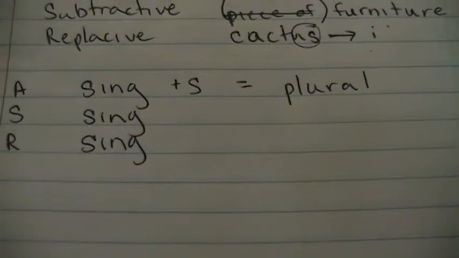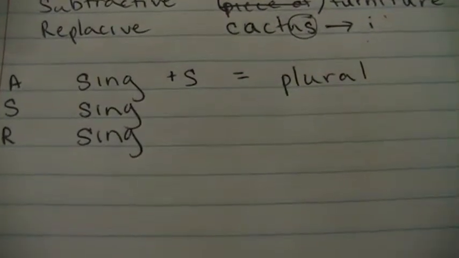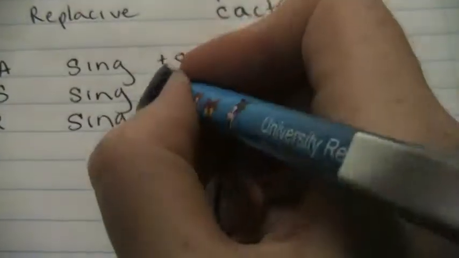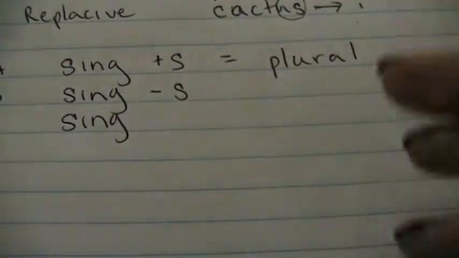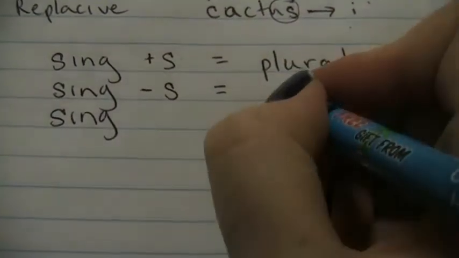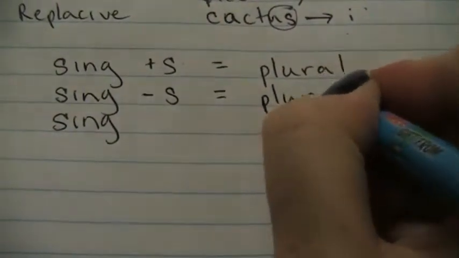For the subtractive, you take the singular form of the word, you subtract something from it, anything, you subtract some variable, some letter, sound, something from it, and you come out with the plural.